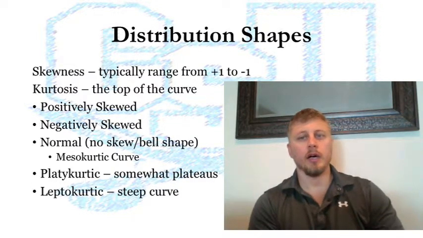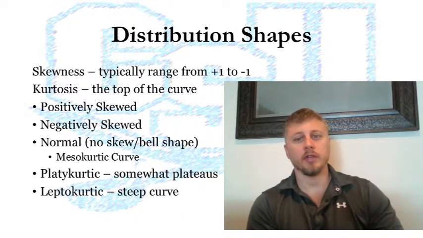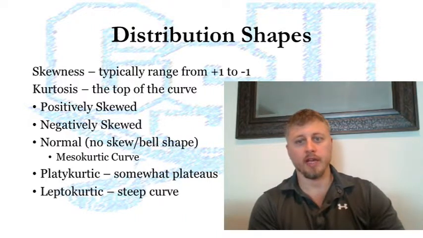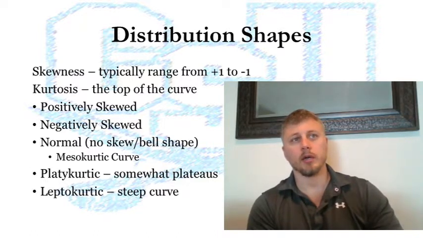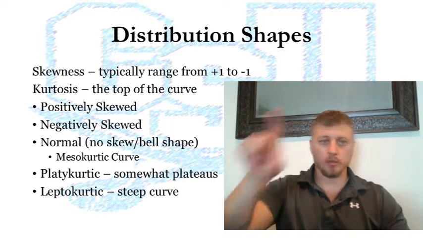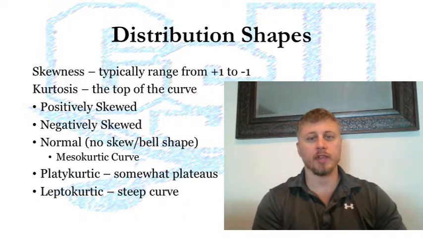Skewness. Typically a range between +1 and -1. So it's going to change a few things on the bell curves that we'll see in the next slide or two. Kurtosis just means the top of the curve. So you're looking at where the curvature rounds out. Positively and negatively skewed distributions you'll see on the next slide.